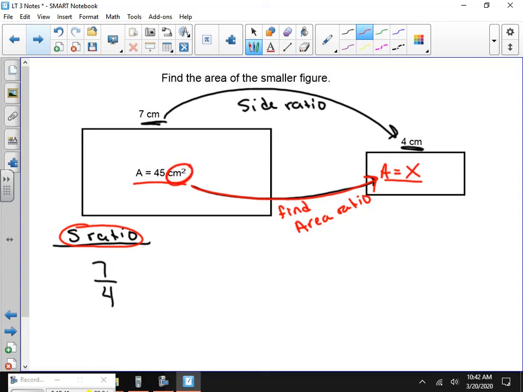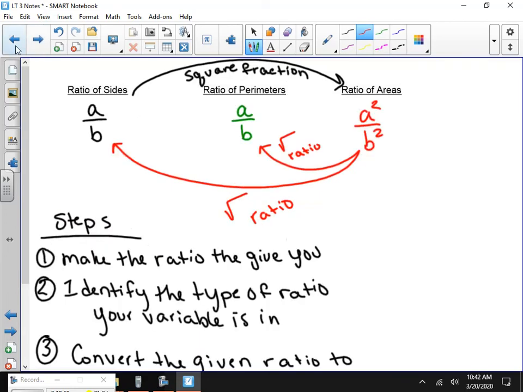Okay, now if we look back on the last slide, to go from a side ratio to an area ratio, I just have to square the fraction. I have to square the top and the bottom. So the math that I'm doing on the next slide to convert is I'm taking 7 squared and 4 squared, and that equals 49 over 16.